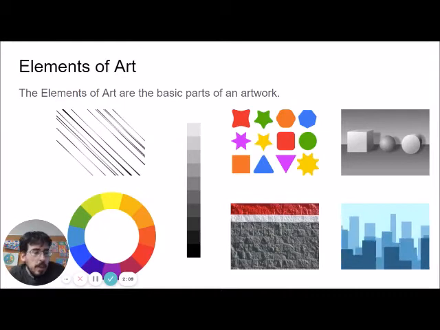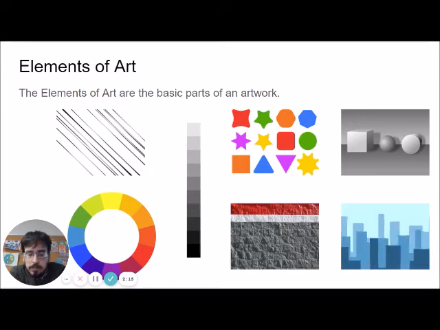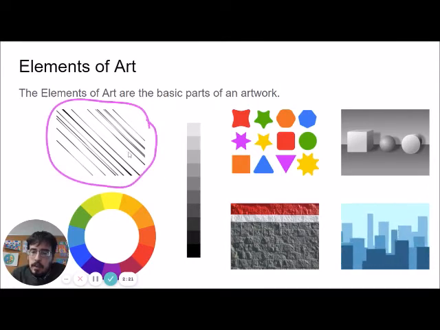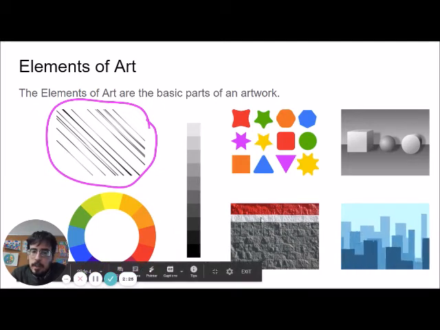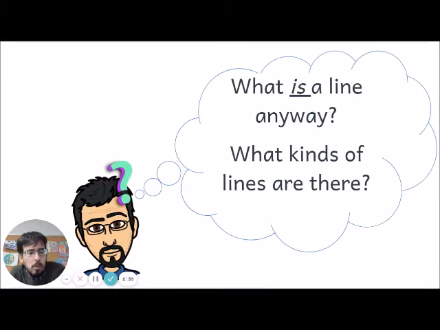So real fast, we're going to review our elements of art. The elements of art, remember, are basic parts of an artwork. You'll find at least some of them in every artwork you look at. We're going to focus on lines today, but the other ones are going to be color, value, shapes, textures, forms, and space. So, y'all, what is a line and what kind of lines are there?